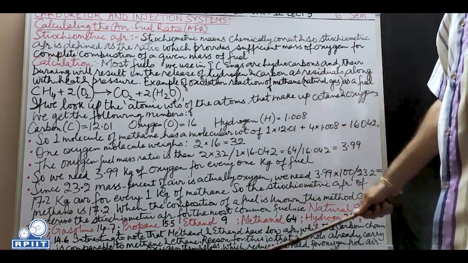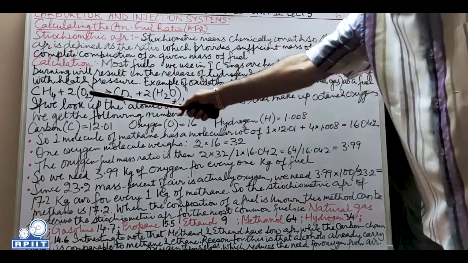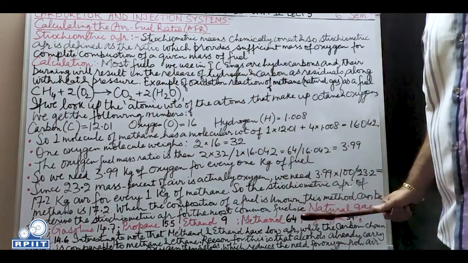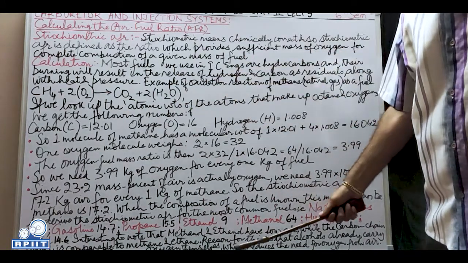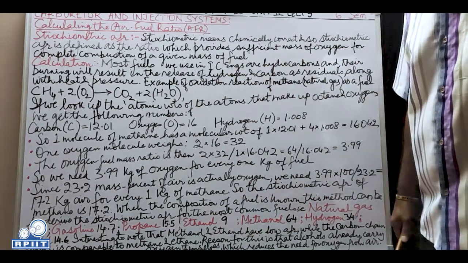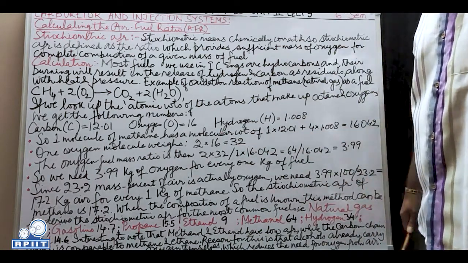So this is the procedure of calculating the AFR. As I said, very simple. You must know the chemical composition of a fuel and the atomic weights, and just calculate it this way. You can get it for any fuel. At least now do it for petrol and diesel.